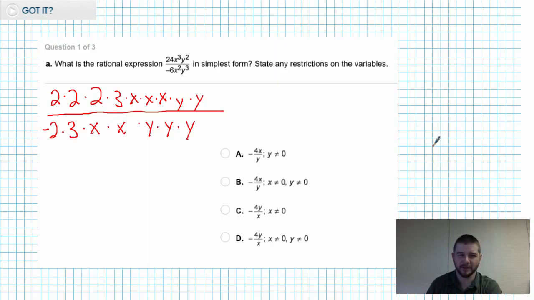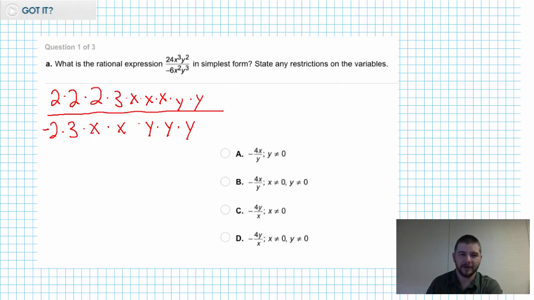Right? Those are the prime numbers that when multiplied, 2 times 2 times 2 is 8, times 3 is 24, and then x cubed is simply x times x times x, y squared is y times y, and you can see I've done something similar with the denominator. It probably looks familiar now. You probably remember doing things like this in the past, but here's what we're going to do: we'll reduce this by canceling out pairs of values from the numerator and denominator.